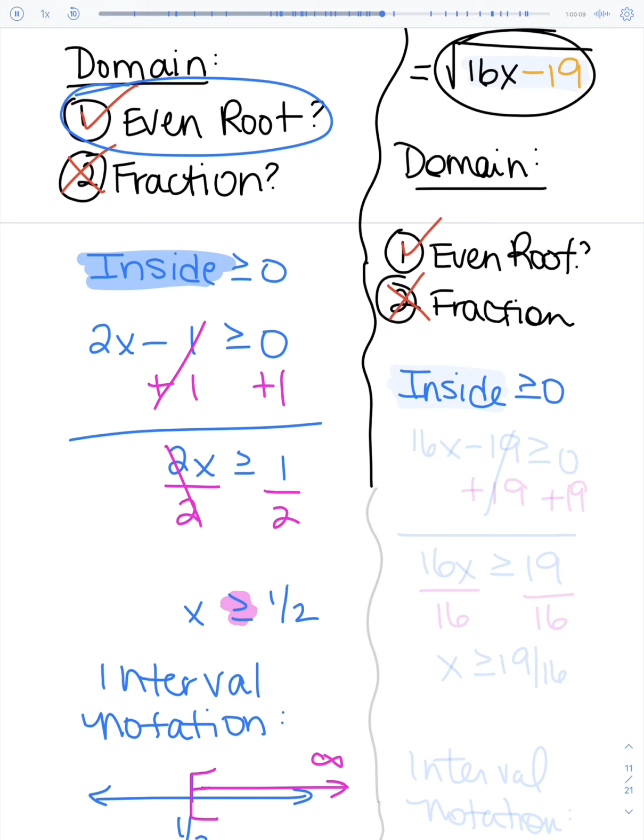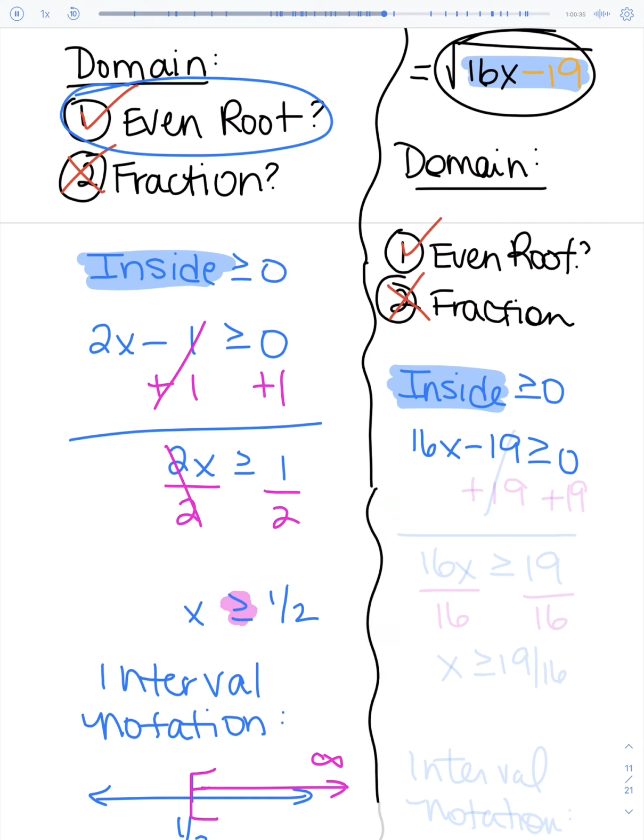Except what's inside this one is a little bit different. It's a 16x minus 19. So that's your inside part that needs to be greater than or equal to 0. So we'll take our 16x minus 19 and make sure that ends up being greater than or equal to 0.